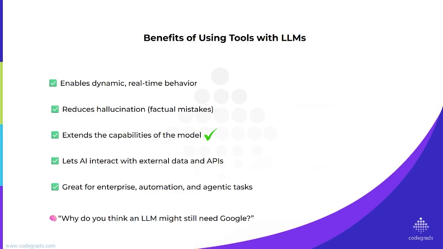Third, it extends the capabilities of the model. If we are able to use tools and agents, we generally get more correct answers to our questions. So it generally extends the capabilities of the model. Fourth, it lets AI interact with external data and APIs. With tools and agents, we have the capability to interact with external data and APIs. So that's one more advantage.